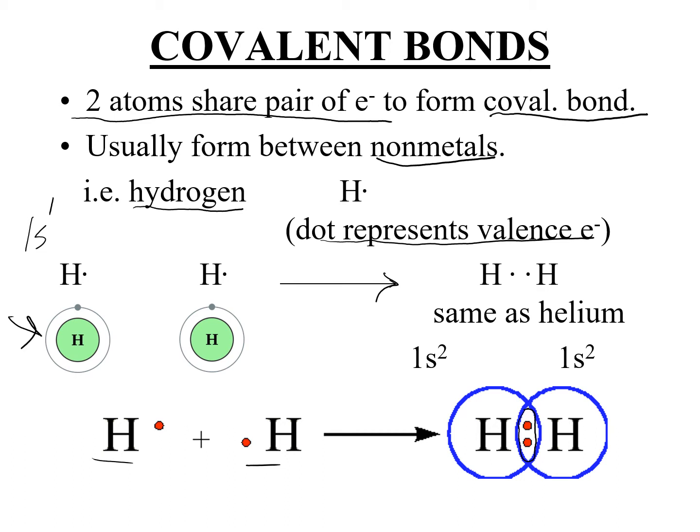Now the hydrogen says, oh, I'm happy, I'm stable, I'm just like helium with 2 valence electrons. So this hydrogen thinks I'm like a helium, and this hydrogen says, hey, I'm just like helium too. So now we have a stable molecule, H2. And the 2 dots sharing in between, our valence electrons, represent the covalent bond.